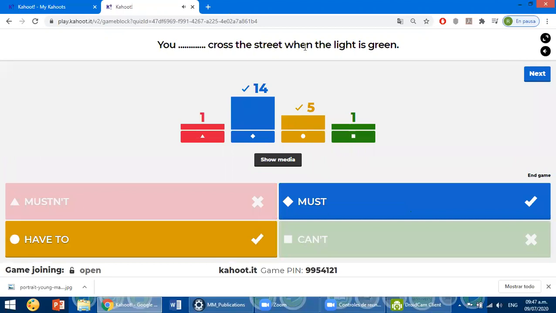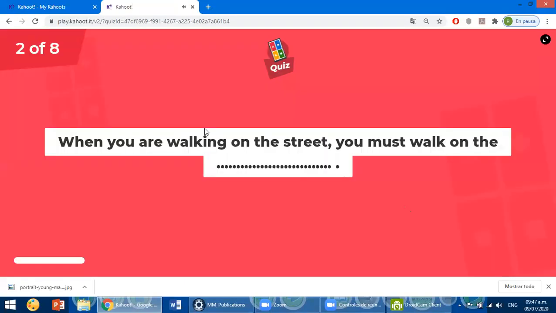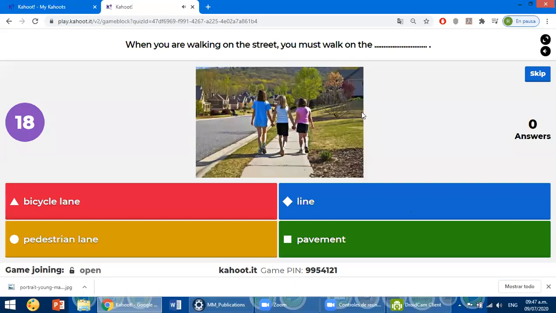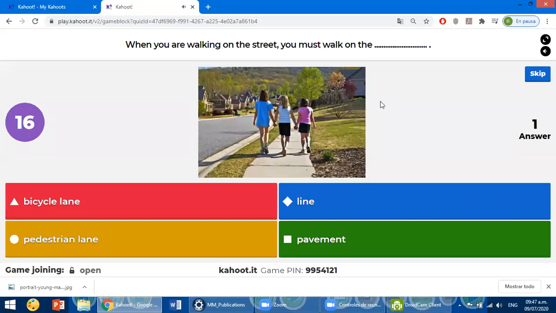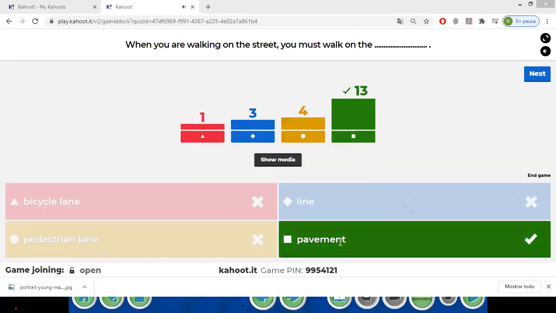Two is okay. No, you must cross the street when the light is green, or you have to cross. The two are okay. Okay. When you are walking on the street. Teacher. The pavement, okay? The pavement.